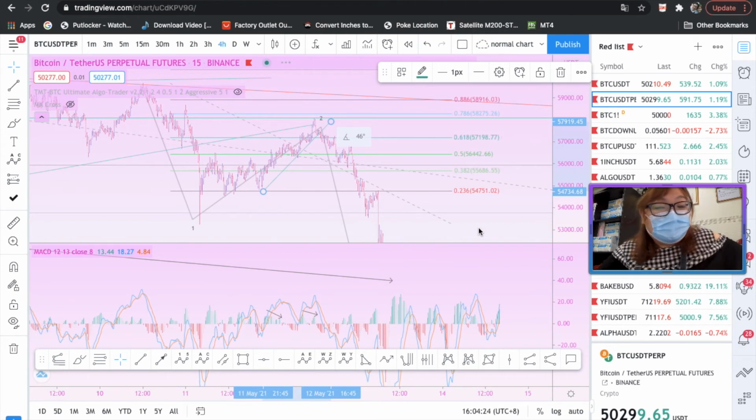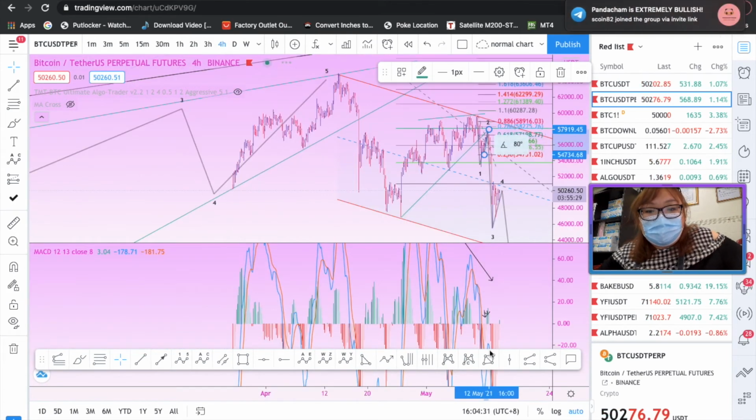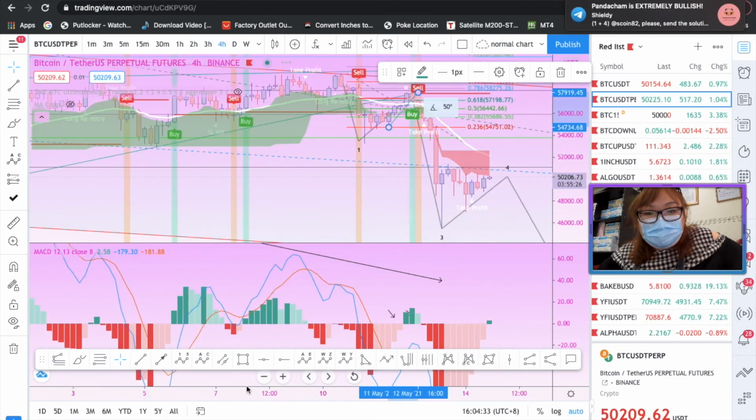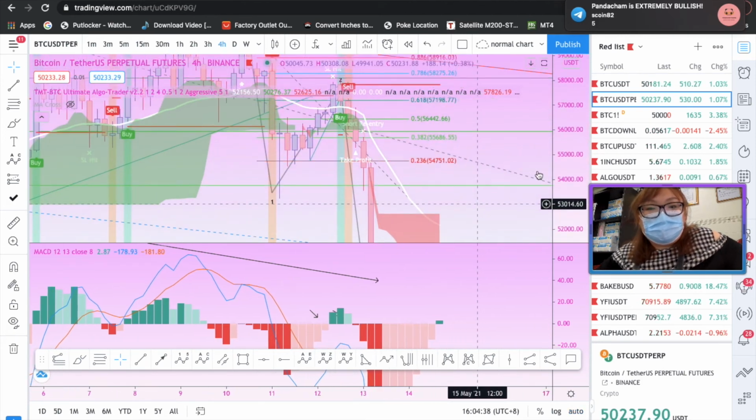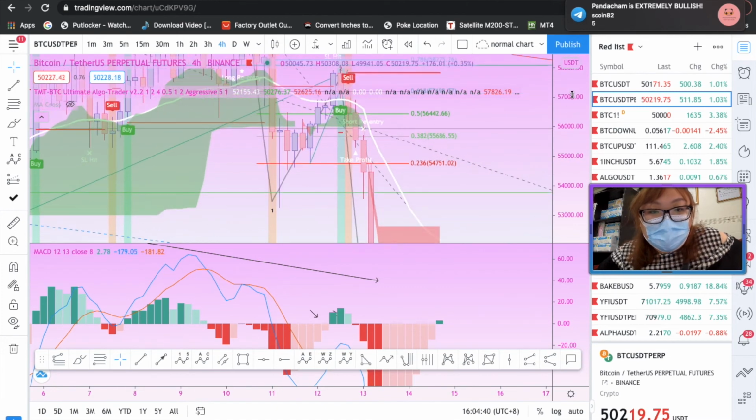Remember, trading the market is about risk management. You're not gonna go all in on one trade, right? But you're gonna analyze everything in your best interest, based on how you think the market's gonna work, right?